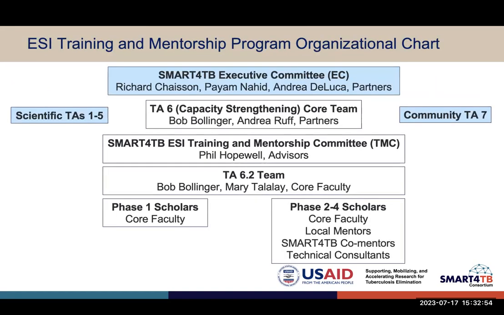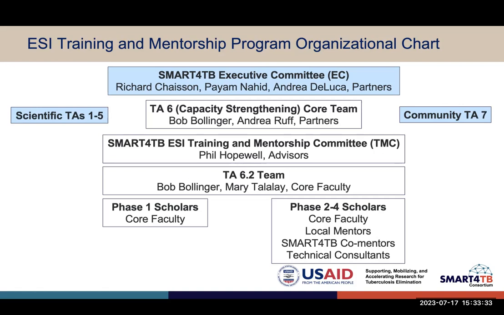So this is a summary of the organizational chart for Smart for TB and how this project fits within that. In blue, you can see at the top, there's an executive committee for Smart for TB with Drs. Richard Chaisson and Dr. Payam Nahid as the co-PIs. Andrea DeLuca is the project manager, project leader, and a variety of other partners that were represented from the institutions in the session that I first showed you, from the 5 partners that are represented in the executive committee.